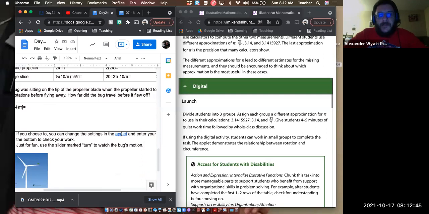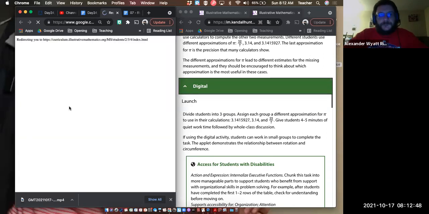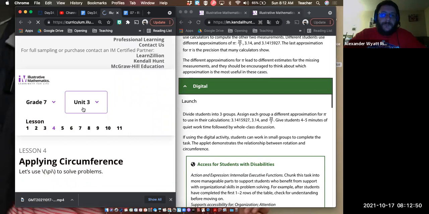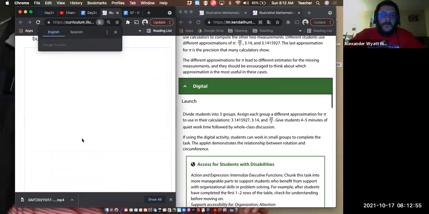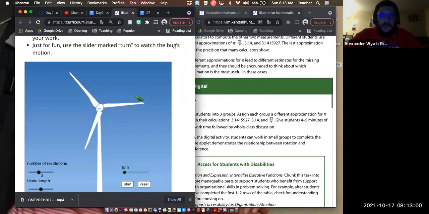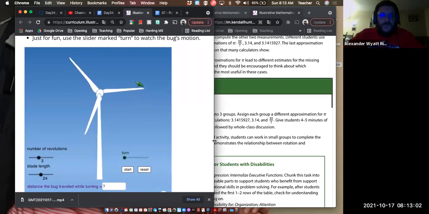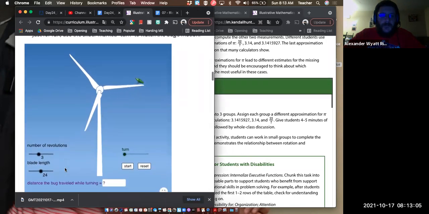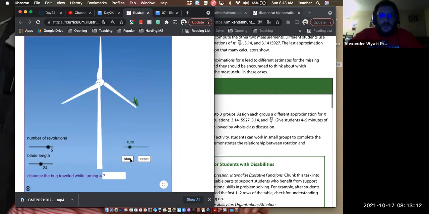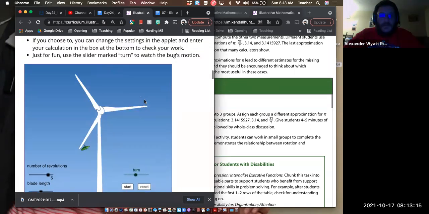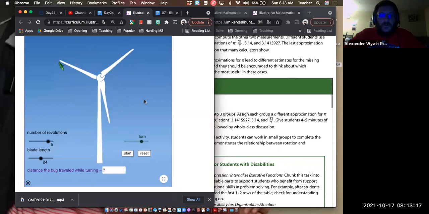So anyhow, I got this applet right here. So let's take a look at it, see what it's got. We want to go down to 2 using pi. This is the applet. What does applet mean? I don't really know. It's just the thing we use. So the blade's 24 inches, 5 revolutions. Start at 1, 2, 3, 4, 5. Stop.